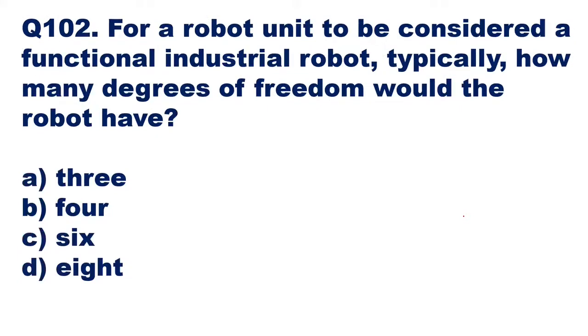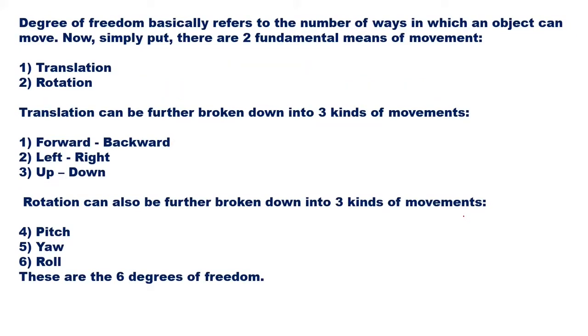Then we'll go to the next question, question number 102. For a robot unit to be considered a functional industrial robot, typically, how many degrees of freedom would the robot have? Now, degrees of freedom is the way you're going to move, whether you're going to move in a straight line or in a rotational position. That will decide how many ways you can move. Degree of freedom basically refers to the number of ways in which an object can move.